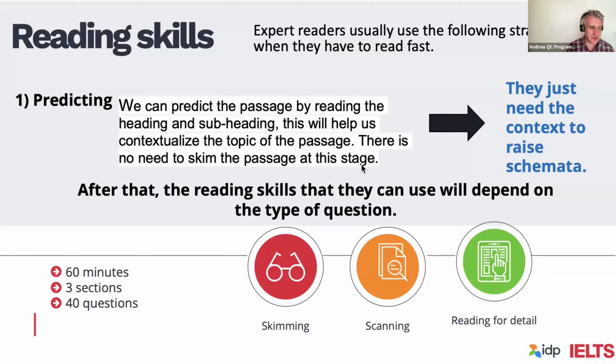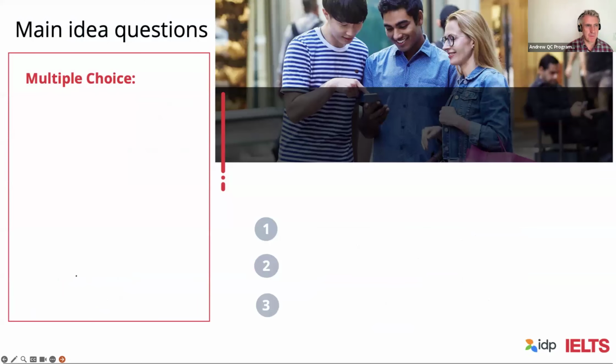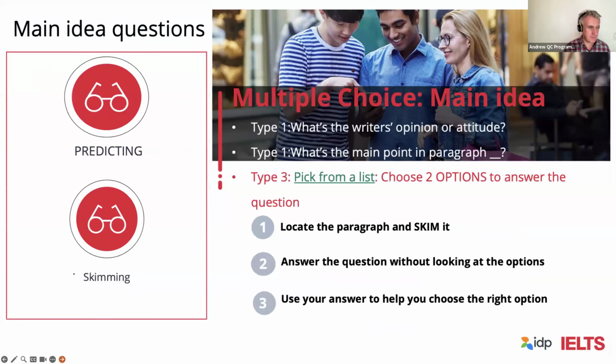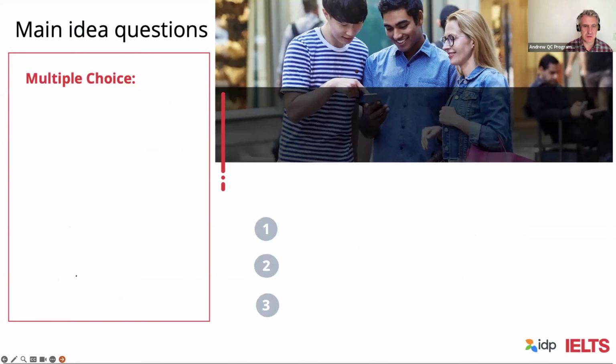After that, the reading skills that students will use will depend on the type of question. So it could be skimming, scanning, or reading for detail. This will become clearer when we look at specific examples. Let's have a look at main idea questions.